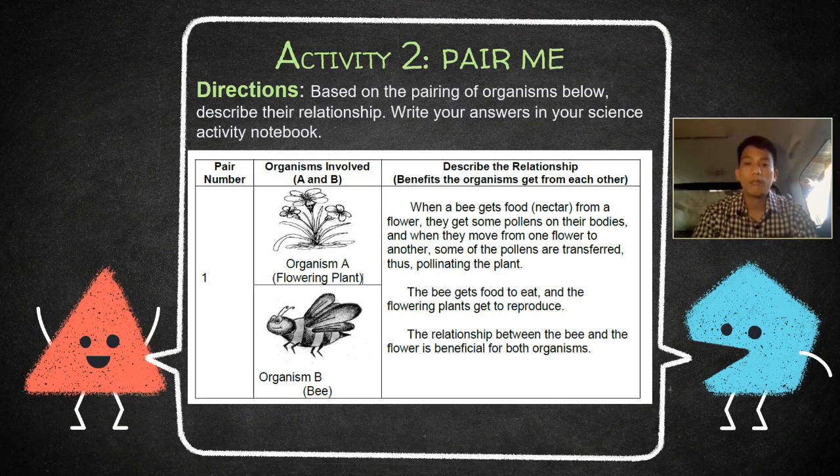The relationship between the bee and the flower is beneficial for both organisms.